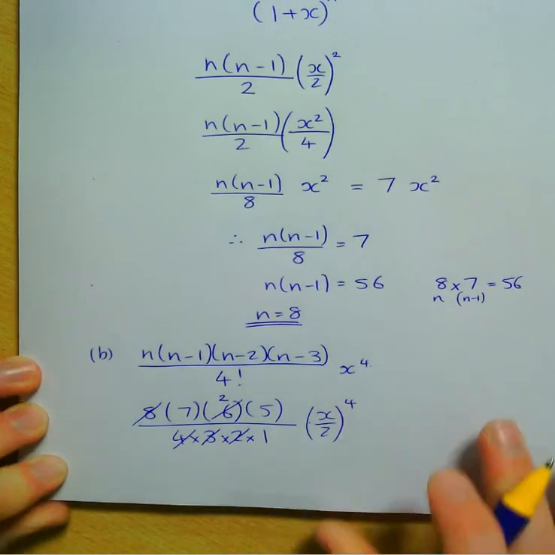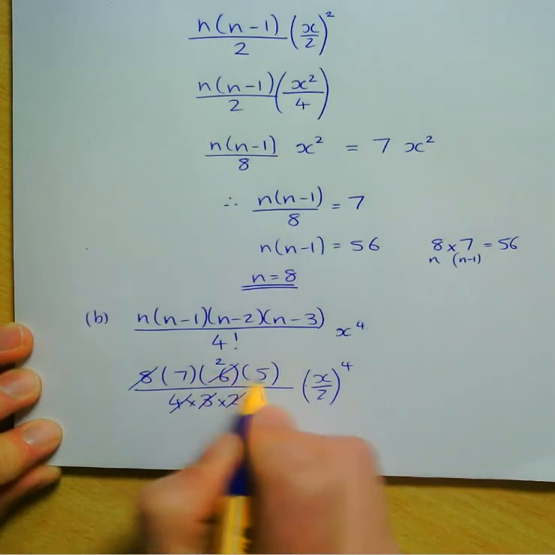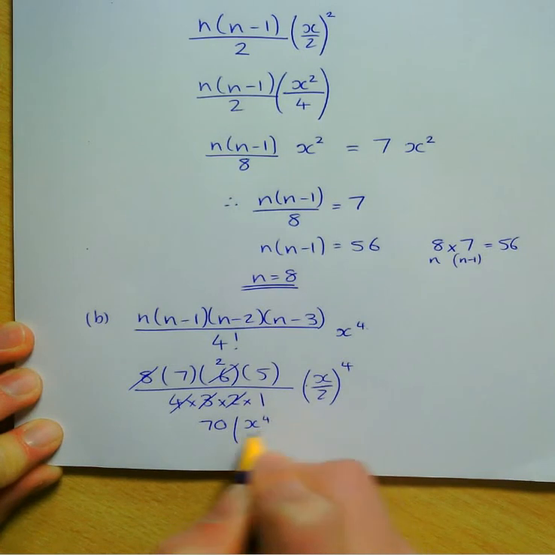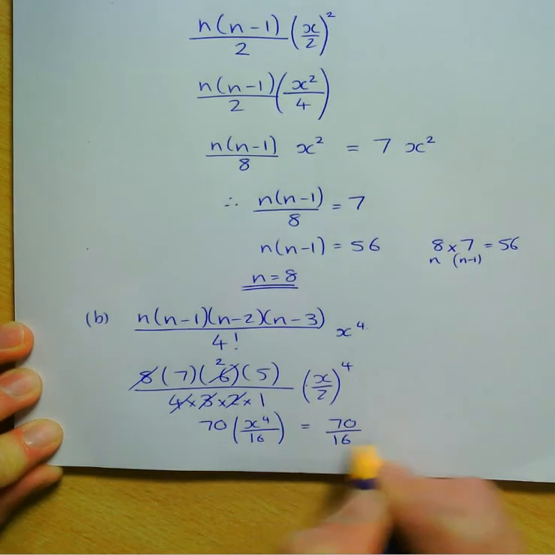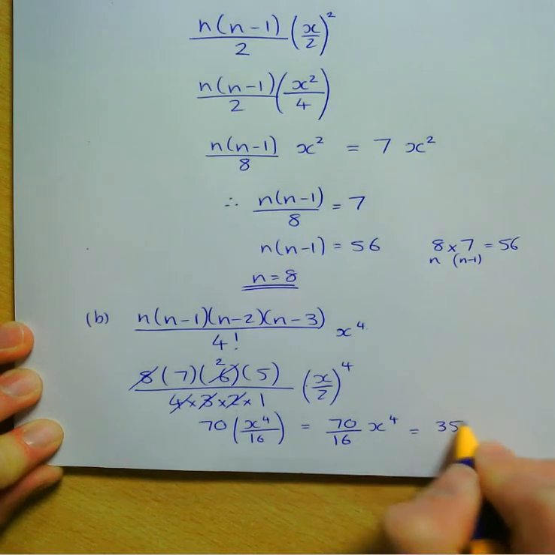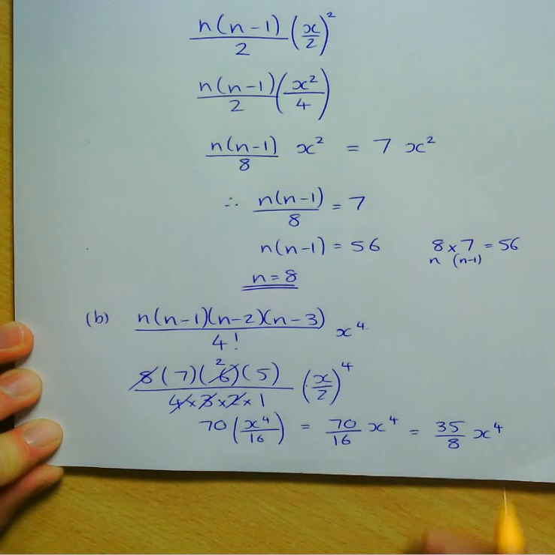Now, I'm going to squeeze this on the bottom here. Let's tidy up this top now. We've got 70, and that's going to be x to the 4. Don't forget to do the 2 to the power 4. And that's 16. So that is 70 over 16, x to the 4. Looking at that, you're probably thinking, yeah, that goes smaller. Dead right. 35 over 8, x to the 4. And that's it. There's the coefficient of the x to the 4 term.